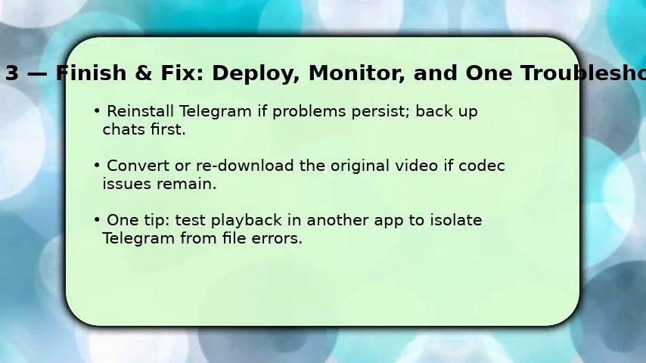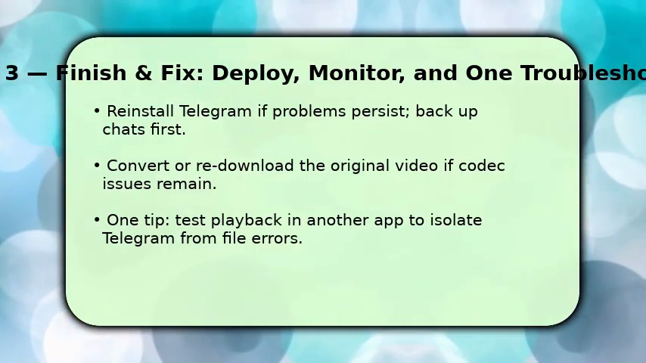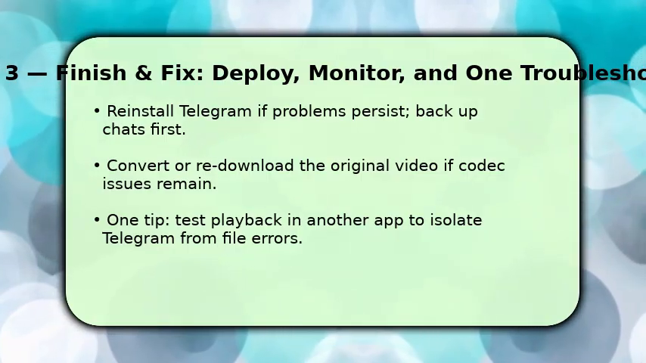One key troubleshooting tip: play the file in a different media player. If it fails there too, the file is corrupt, not Telegram, and you should request a fresh copy from the sender.